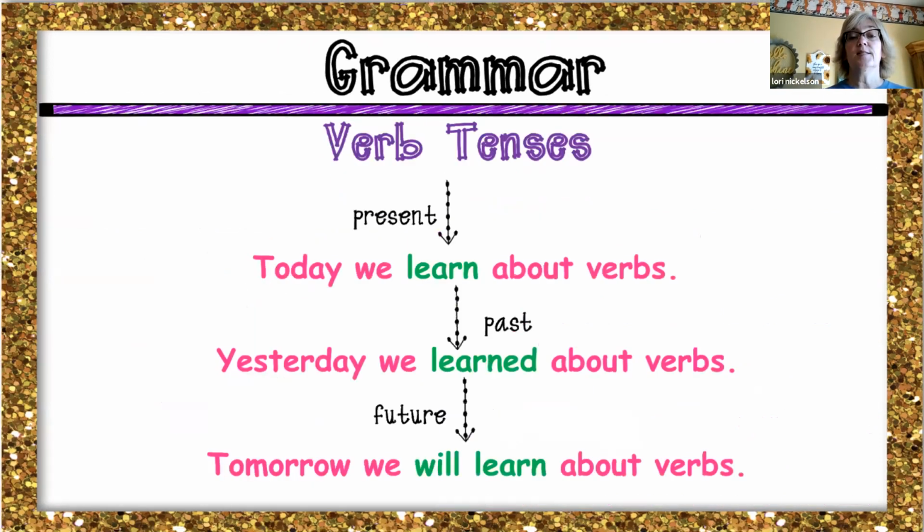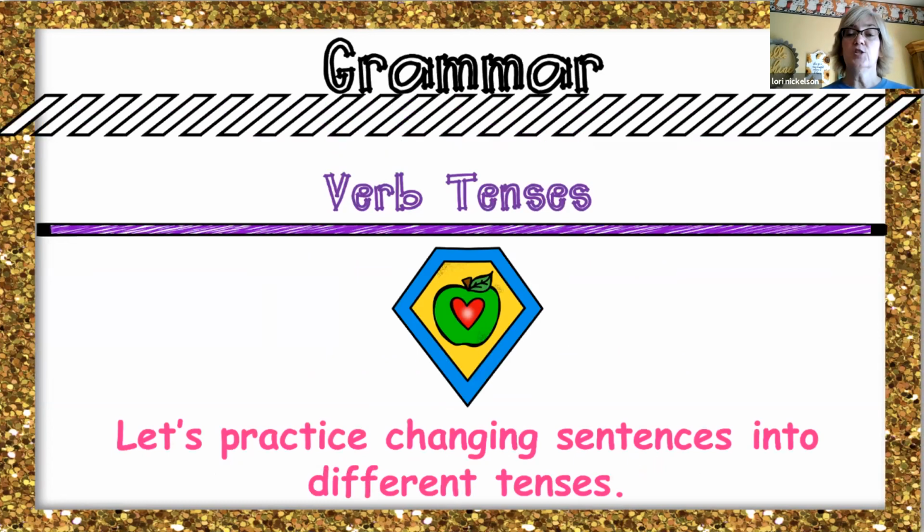So verb tense, present: Today we learn about verbs. Past tense: Yesterday we learned about verbs. Notice we changed today to yesterday and learn to learned. We added the ED onto it. Future tense: Tomorrow we will learn about verbs. So we added will in front of learn and we changed yesterday to tomorrow. So let's practice changing sentences into different tenses.